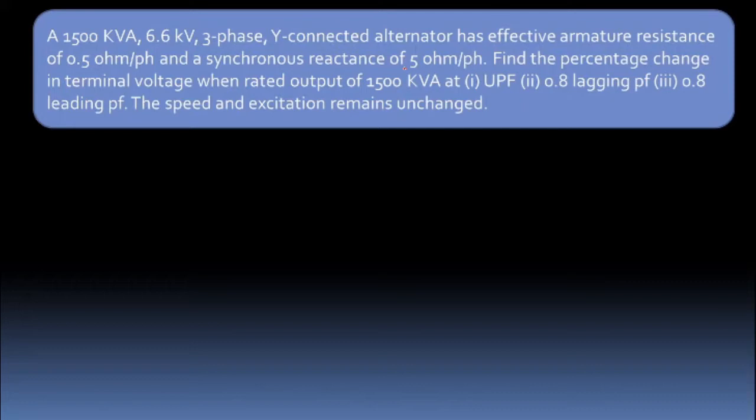Whether it is given or not, the field excitation as well as speed is assumed to be constant. So what is given to us is 1500 kVA, 6.6 kilovolt, a three phase star connected alternator. You are given the resistance Ra which is 0.5 ohm per phase, and the synchronous reactance Xs which is 5 ohms per phase. You are supposed to find the percentage regulation. Percentage change in terminal voltage is nothing but percentage regulation. Okay, so step by step we will solve this problem.